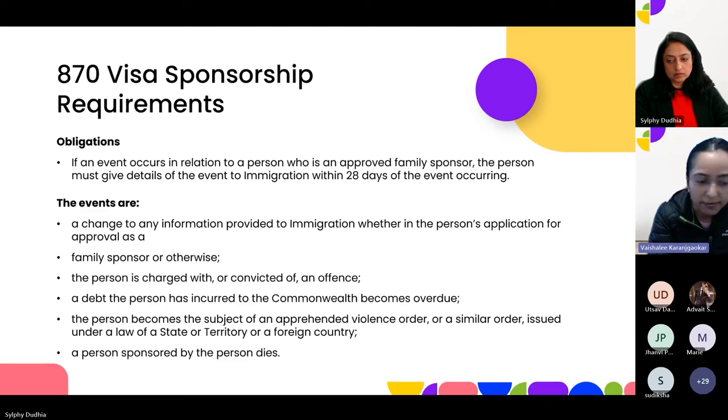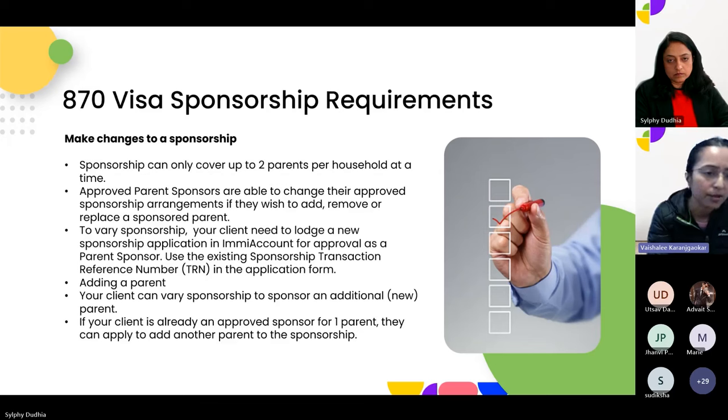In the unfortunate event that a person who was sponsored dies, the sponsor must inform the department immediately. That's when the sponsorship would end for that particular parent. Now, looking at the scope of this sponsorship, it can only cover up to 2 parents per household, which means either the sponsor's parents, or maybe one parent of the sponsor and one parent of the partner. It can be arranged.